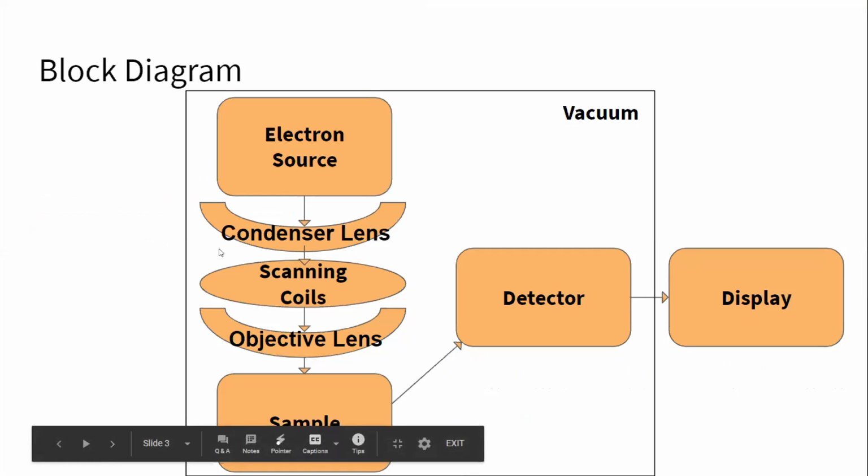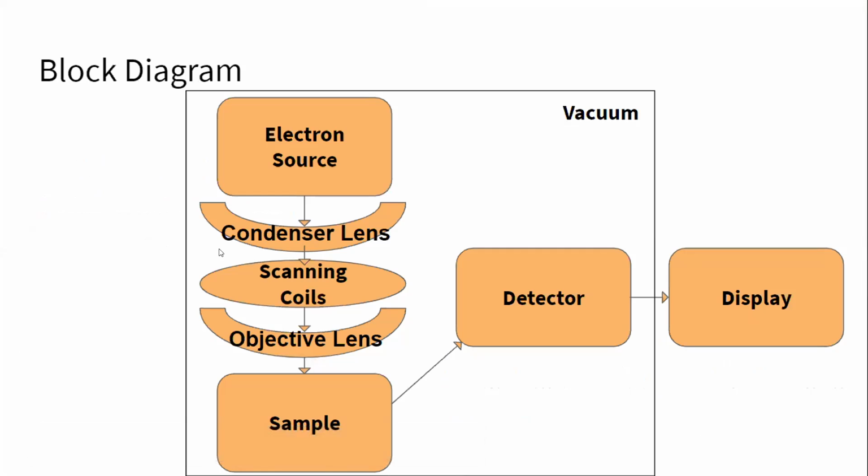So here's my block diagram. An electron beam is produced by an electron source, and then it goes through condenser lenses, then a scanning coil, and then the objective lens. The scanning coil controls the rastering of the beam so that the beam can scan different parts of the sample. And then the SEM collects the electrons scattered off the surface. That's what the detector is doing.